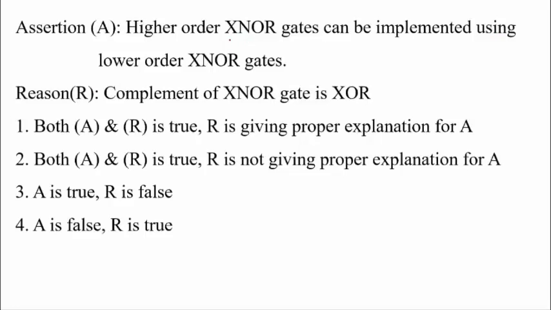Higher order XNOR gates can be implemented using lower order XNOR gates. It is wrong. If I want the assertion to be right, the adjustment I have to make is that higher order XOR gates can be implemented using lower order XOR gates. XOR gates is possible, but XNOR gates is not possible. So the assertion is wrong. What about the reason? Complement of XNOR gate is XOR. It is correct. So assertion is false, reason is true.